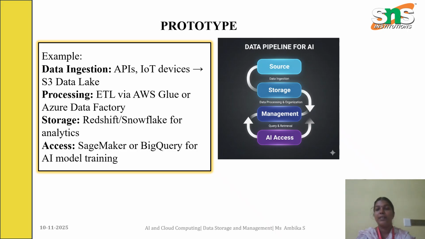Next, we store the collected data using data warehouses like Redshift or Snowflake for further analytics of the data. Next, the data will be accessed by SageMaker or BigQuery for training the AI models, and these models will be retrained if necessary, and then it leads to the deployment of the AI models.